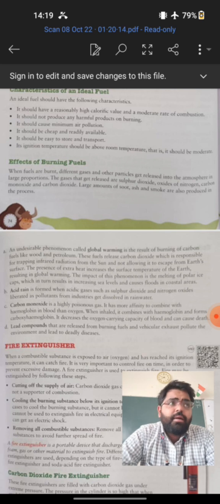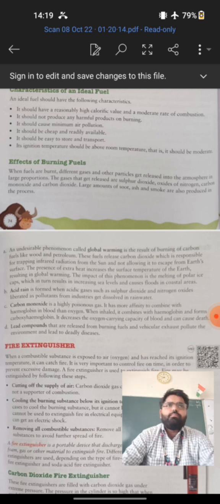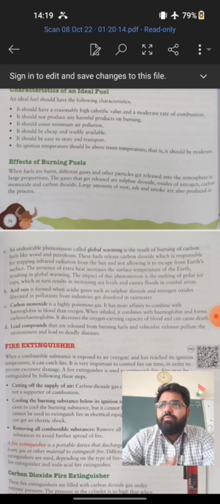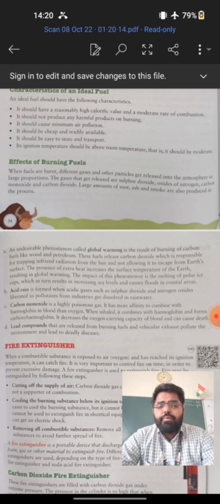Then carbon monoxide, a highly poisonous gas, right? The reason being, it has a very strong affinity for hemoglobin, right? It will easily get attached to the hemoglobin and will hamper the circulation of blood along with the oxygen in our body. And then we have lead compounds. They are the ones which cause critical, or you can say severe, lung diseases, right?